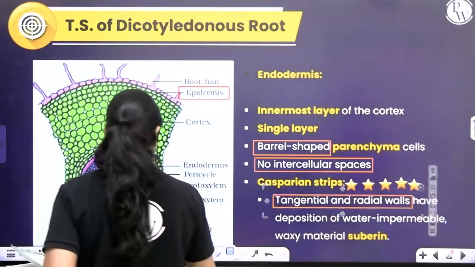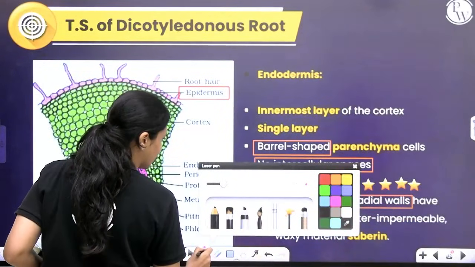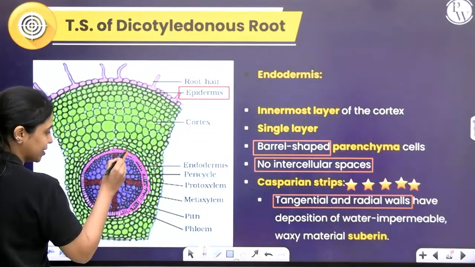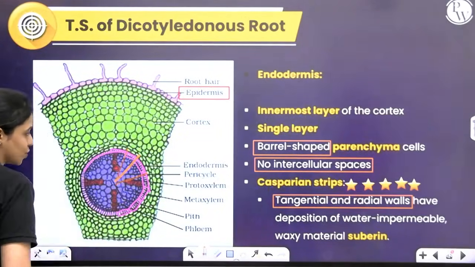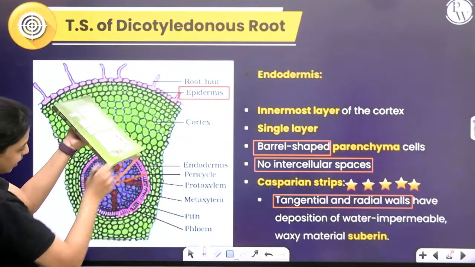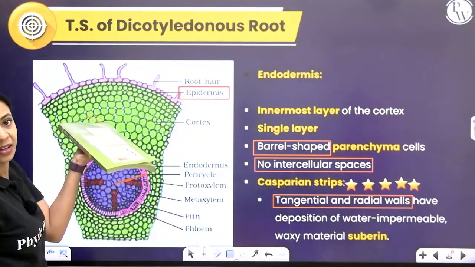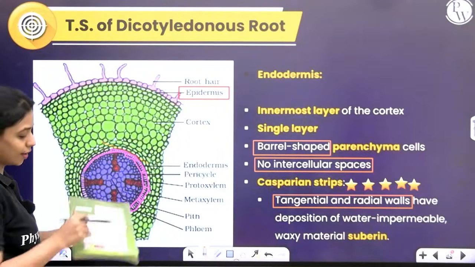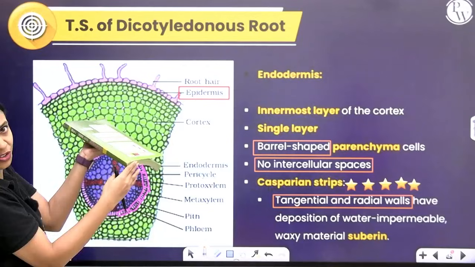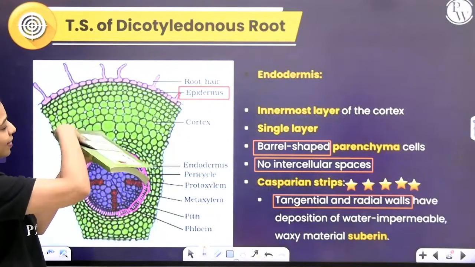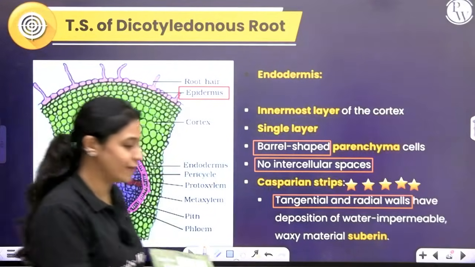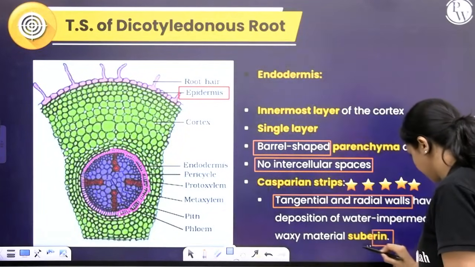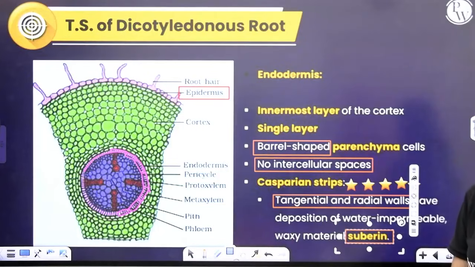are radial walls, what are tangential walls? Let's understand. How do you draw a radius to a circle? You draw a radius like this, right? So, if the cell is like this, you draw a radius like this. This and this will be the radial wall. How do you draw a tangent to a circle? You draw it like this. So, this and this will be the tangential wall. The radial walls and the tangential walls will have a substance called suberin forming a layer in the wall.